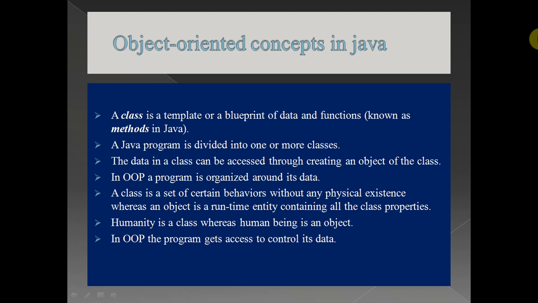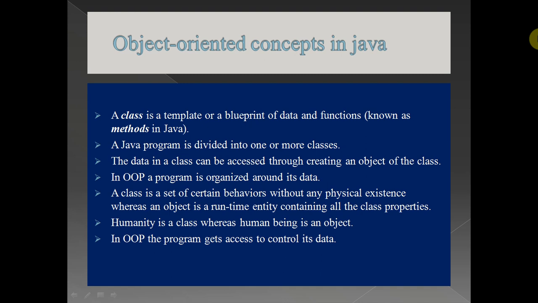You can say that a class is a template, whereas an object of that corresponding class has physical existence, or the object can be treated as a runtime entity containing all the class properties. That is, an object will contain all the variables and all the methods that a class has, but a class will not have any physical existence, whereas an object has physical existence.